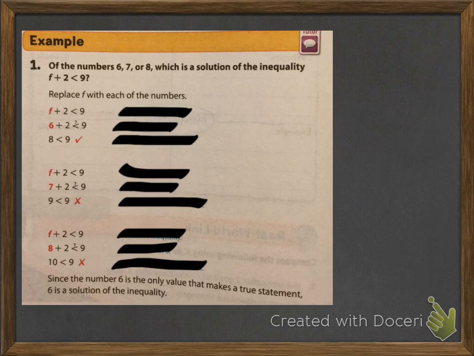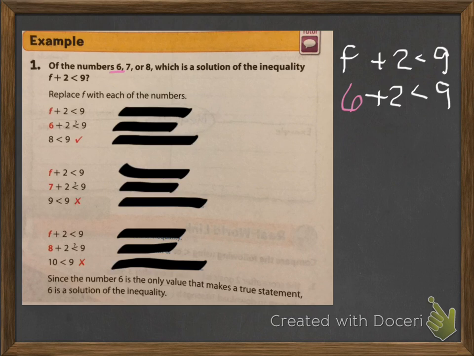Of the numbers 6, 7, and 8, which is a solution of the inequality? So from top to bottom, I would expect you to use the original, substitute, solve function. As you can tell, the original expression is f plus 2 is less than 9. The first thing we're going to do is say, okay, 6 was the first one, so we're going to do 6, and then everything else I'm going to copy right here. Plus 2 is less than 9.